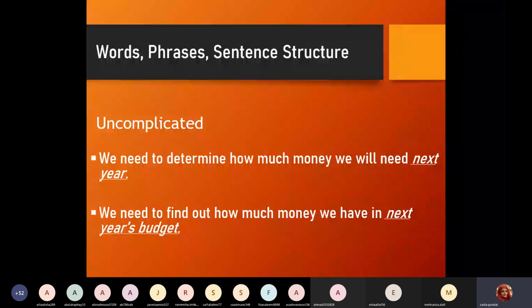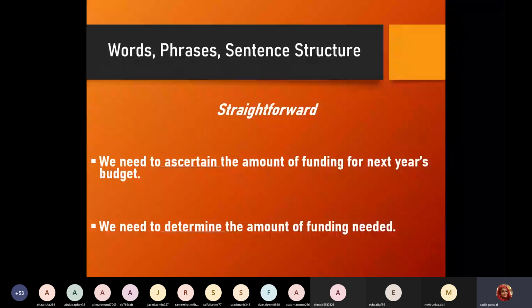For example, when we say we need to determine how much money we'll need next year, now this seems to be quite confusing. Why is it confusing? Because when we read the phrase next year, we are unsure about whether we are talking about next year's project, next year's budget. So we are not sure which particular area we are referring funding for. So to make it easier for the reader to understand, we will add the word budget. Your writing should be straightforward.